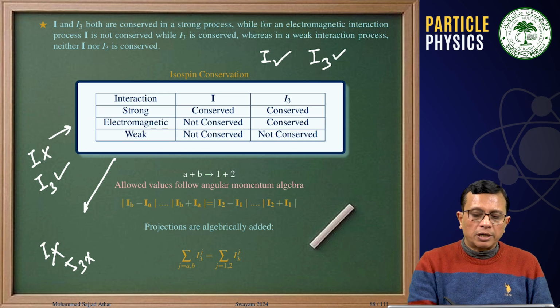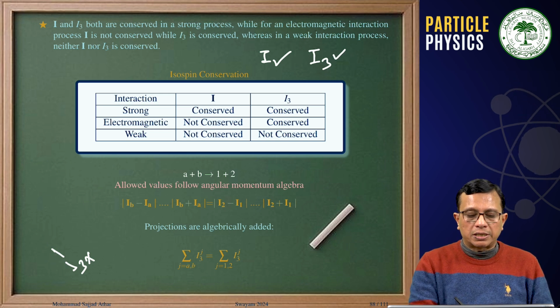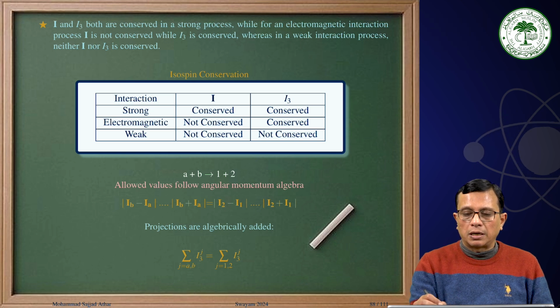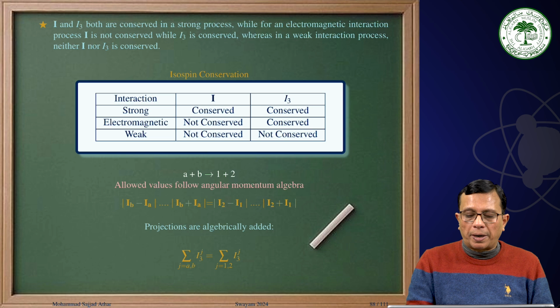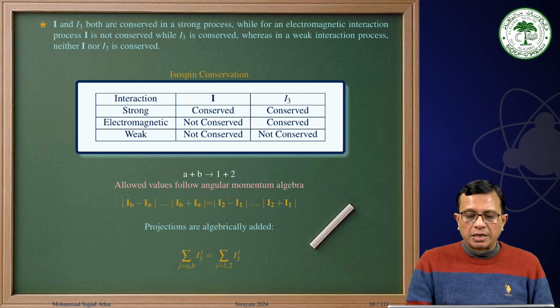Therefore, the important point is that if we have been given a reaction, then by assigning isotopic spin to the particles and looking at the total isotopic spin in the initial state and the total isotopic spin in the final state, we can say whether the process is taking place via strong interaction, electromagnetic interaction, or weak interaction. And then let us come to the algebra.